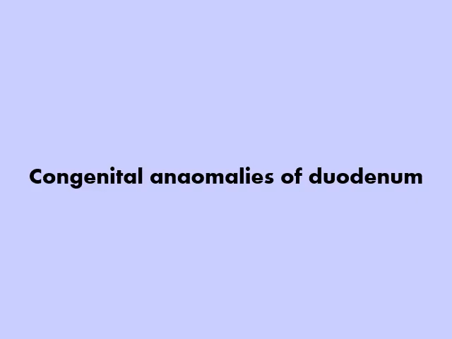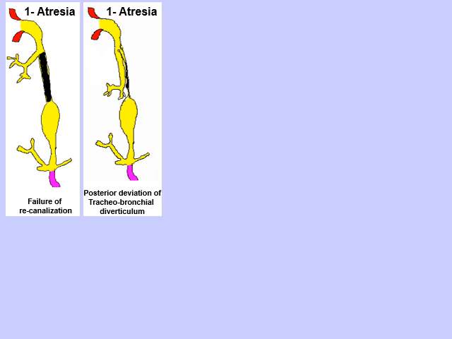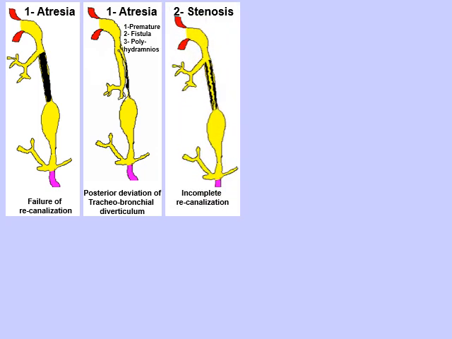Congenital anomalies of esophagus: atresia, failure of recanalization. Failure of recanalization of this part results in esophageal atresia or posterior deviation of laryngotracheal diverticulum. This laryngotracheal diverticulum will deviate posteriorly to obliterate the tube posterior to it, which is the developing esophagus. Stenosis, incomplete recanalization, incomplete removing of the obstruction in the tube, results in stenosis or narrowing of the developing esophagus.